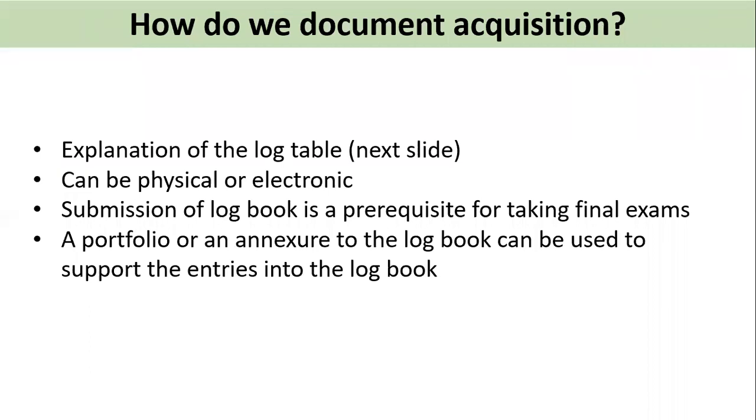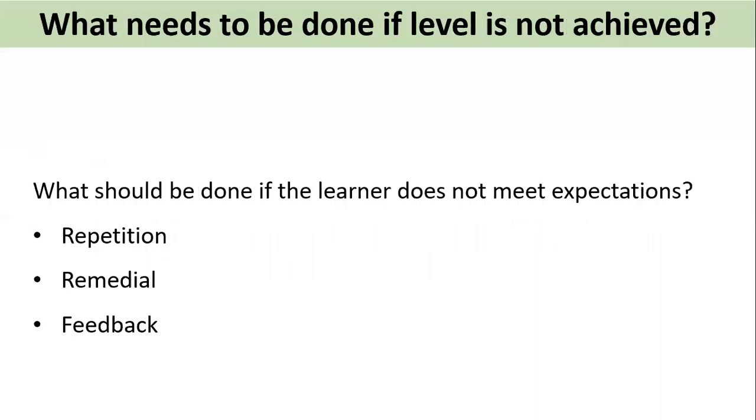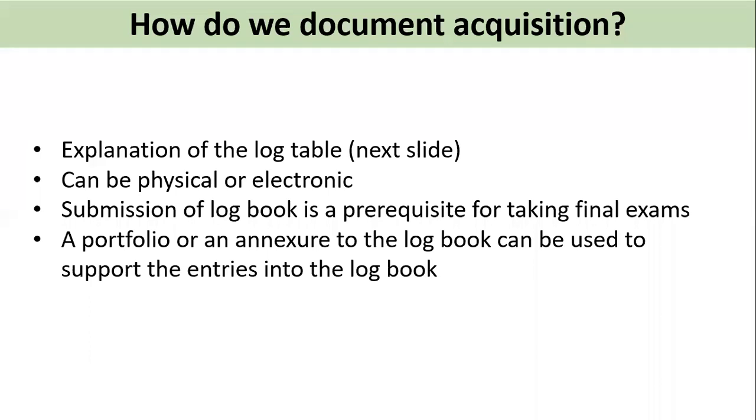Then how do we document the acquisition is the next question that we need. So far we have seen what all things need to be documented, what needs to be done to see whether it is achieved, and what needs to be done if the level is not achieved. These are the three things that we have seen. Now we are going to see how we document this acquisition of activities or acquisition of competencies.